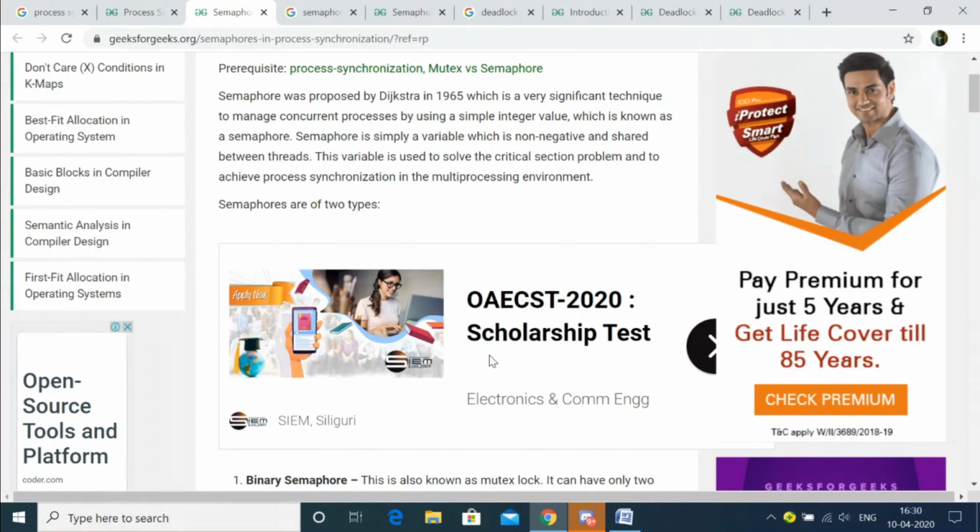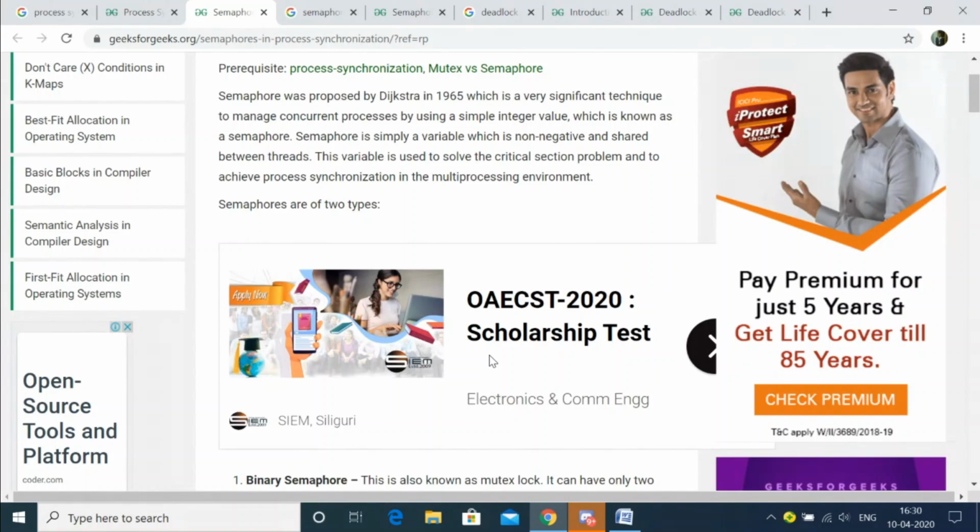Now semaphores, as we said, are integer variables. They are non-negative, that means the value can never be negative. It is used for mutual exclusion, that means if one process is running, the other one should not be executing. Okay. Used by only cooperative processes.